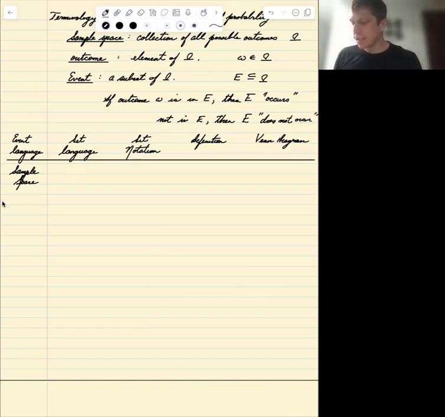In event language, it's the sample space, the set of all possible outcomes. In set language, it's just a universal set. So it's everything we can possibly talk about. It's the universe of discourse. In set notation, we generally in probability write it as omega. You might also see it written as capital S.